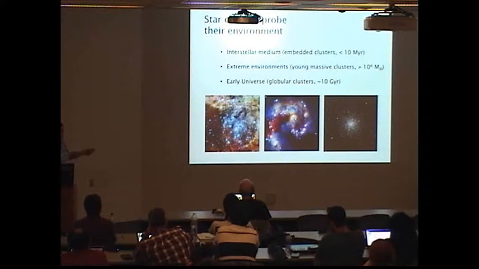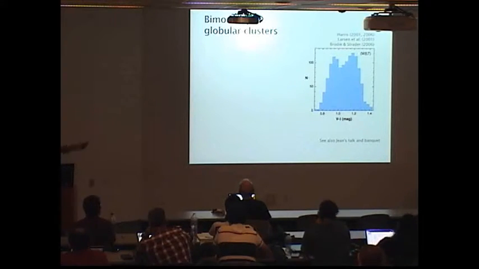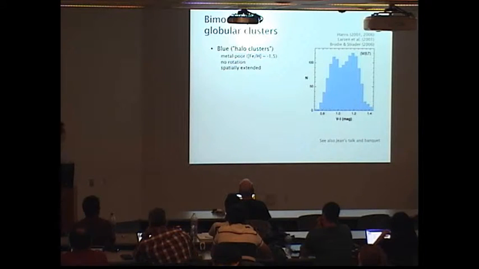And when you do that, you realize, and Jean said that already earlier this week, that there is bimodality in the globular cluster population. So if you plot here the histogram of colors for the globular clusters, for example in M87 here, but it's also valid for other galaxies, you find that you have two subpopulations. The first one is blue. Blue clusters are so-called halo clusters. They're metal poor, and they don't show any sign of rotation as a population. They're especially extended around galaxies.